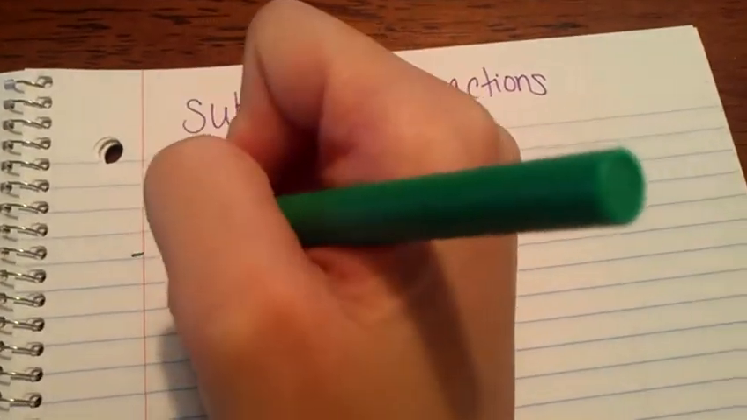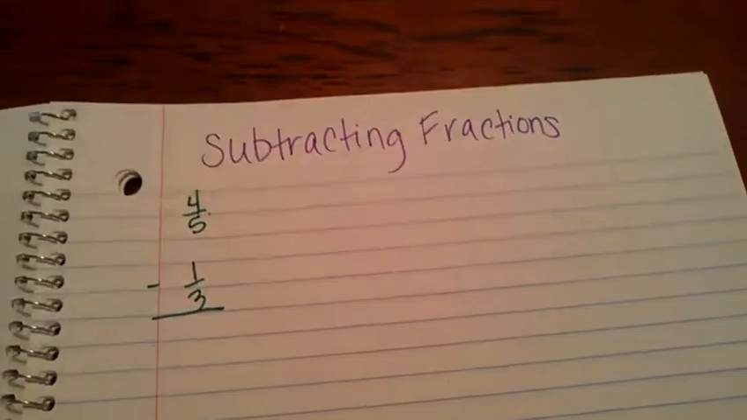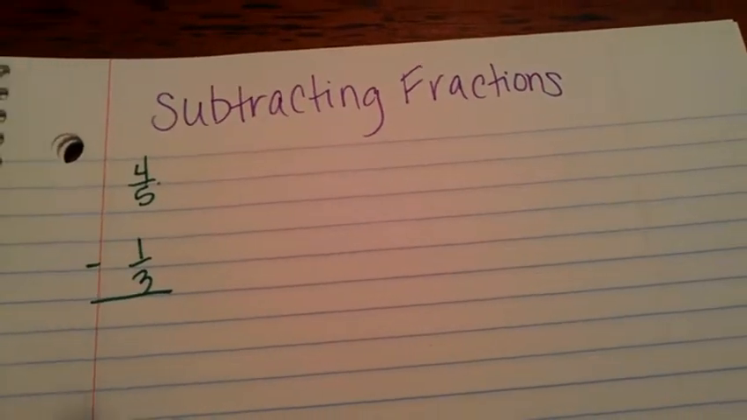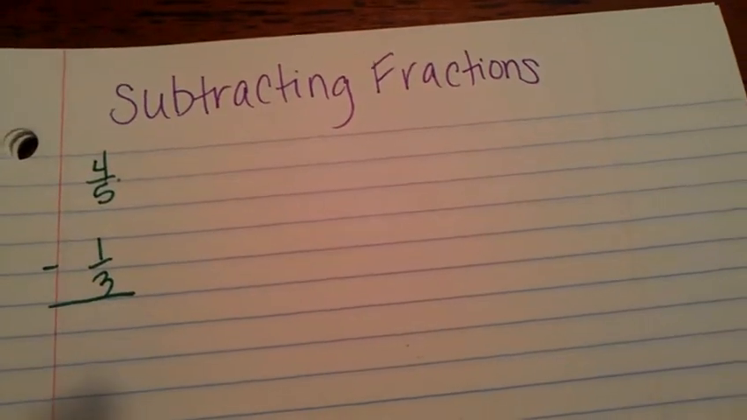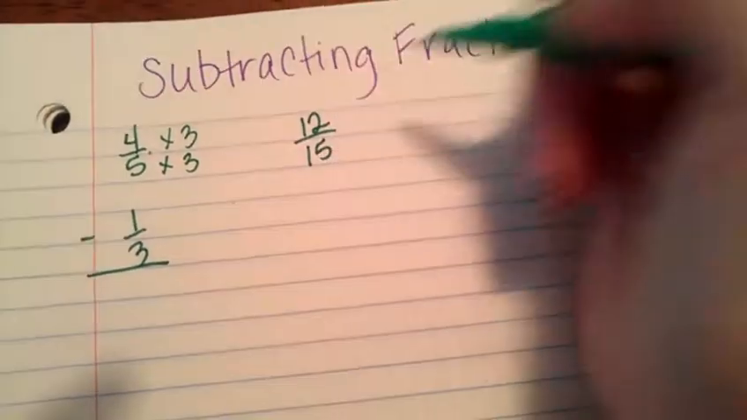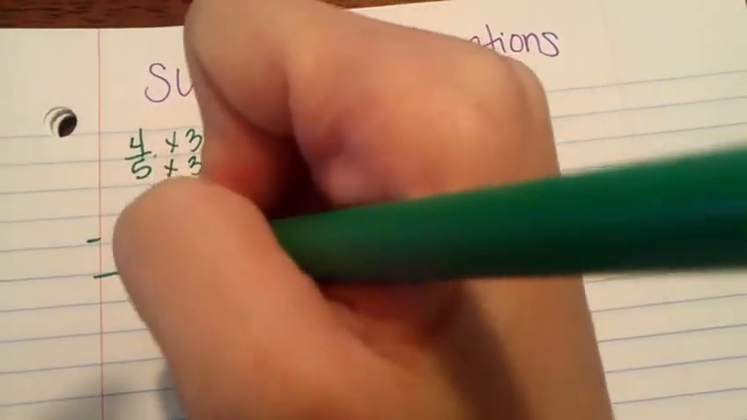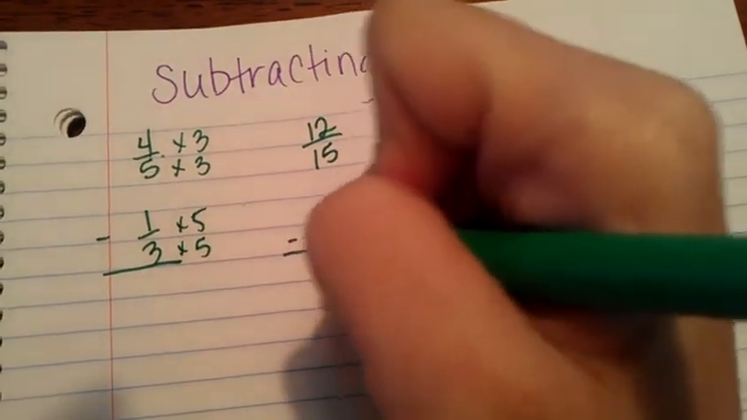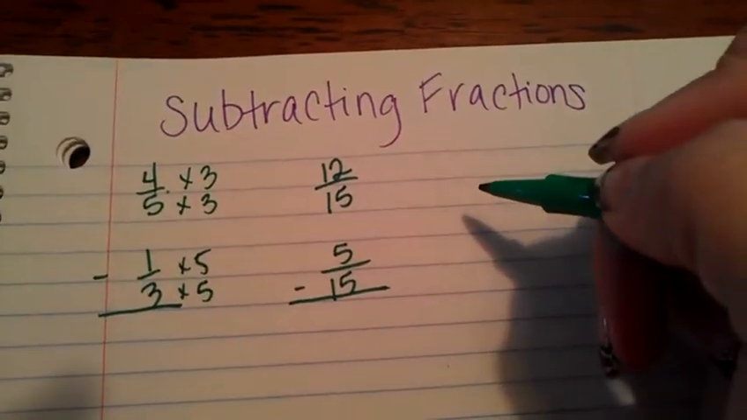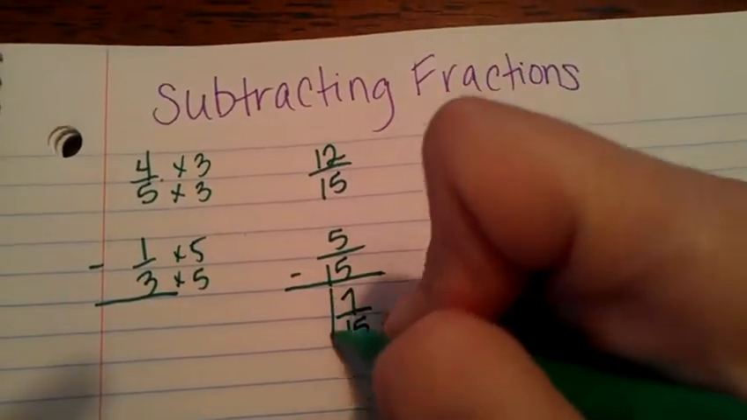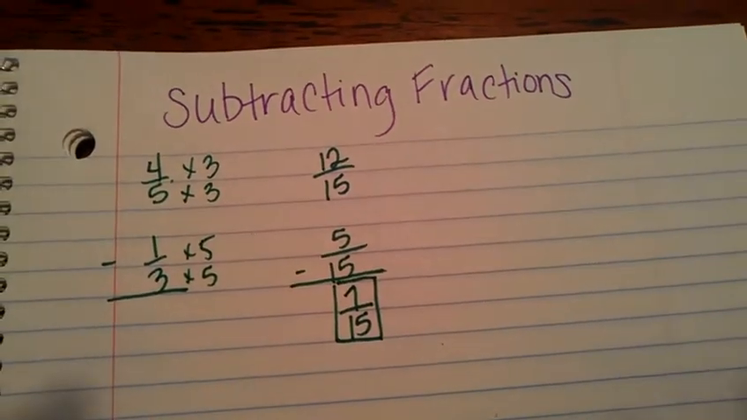4/5 subtract 1/3. Okay, 4/5 subtract 1/3. Our denominators are different, so we have to find common denominators. In this instance, our common denominator is 15. So, times 3, it becomes 12/15. Times 5, it becomes 5/15. Once I get my common denominators, I just subtract my numerators. 5 from 12 is 7. 7/15 is my final answer. 7/15 cannot be reduced, so we're done.